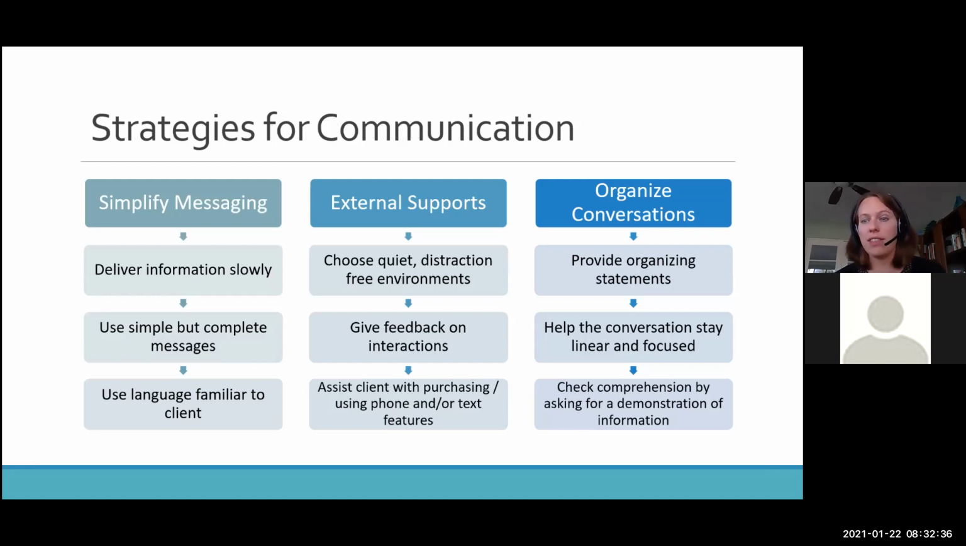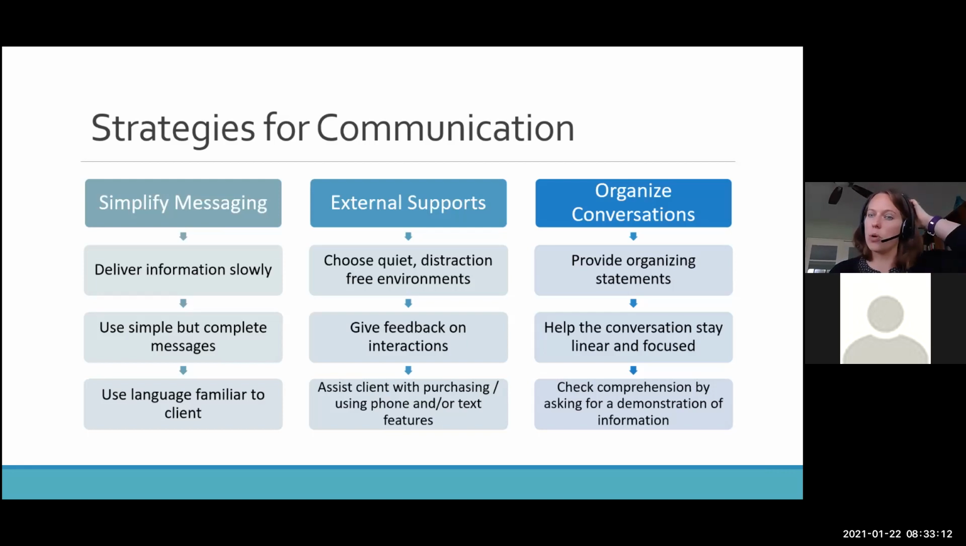And really, these communication strategies can be helpful for a wide range of folks. Simplify your messaging. Make sure that you're delivering your information slowly. So what I'm doing today is not a good example, right? Break things down into simple sentences, one at a time, giving the information slowly, allowing time for that to be processed, and making sure that you use language familiar to the client. As a medical provider, sometimes it can be tempting to fall into your medical terms, but make sure that the client knows what you're talking about.